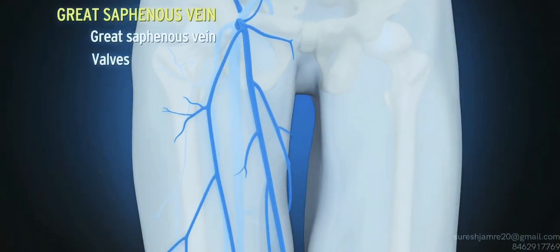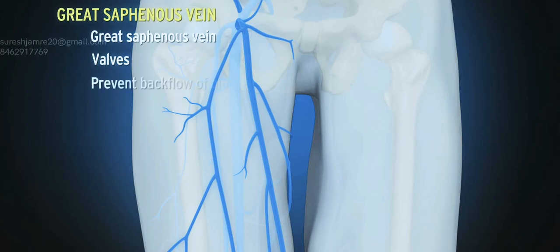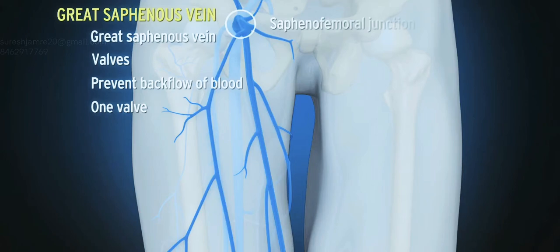Valves. Great saphenous vein contains about 10 to 15 valves. These valves prevent backflow of blood. One valve is always present at saphenofemoral junction.